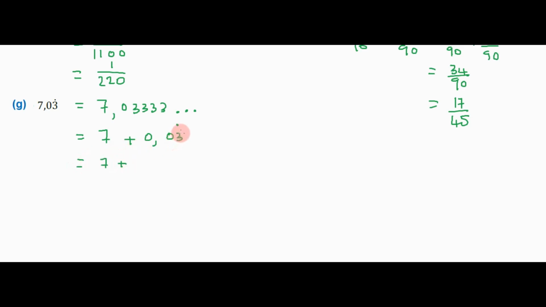And once again, we want the 3 to be one place after the comma. So we can rewrite it as 0.3 recurring, then divided by 10. And of course, we can use the method that we've been using up to now and write this as 3 over 9 divided by 10, which is 7 plus a third divided by 10.